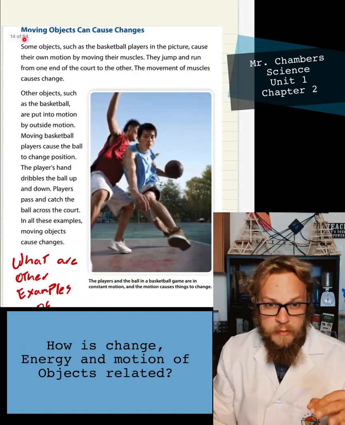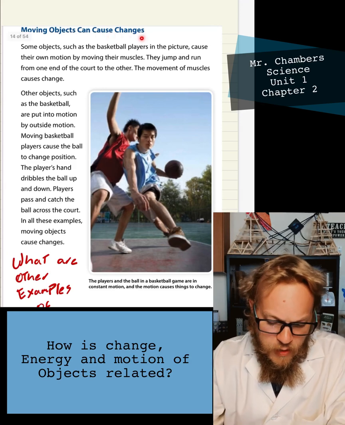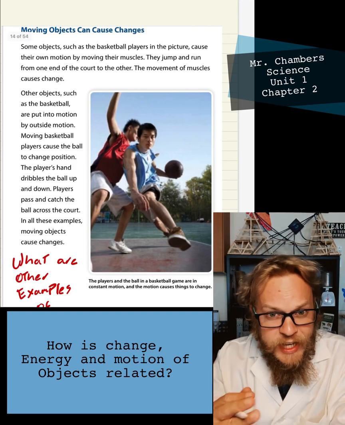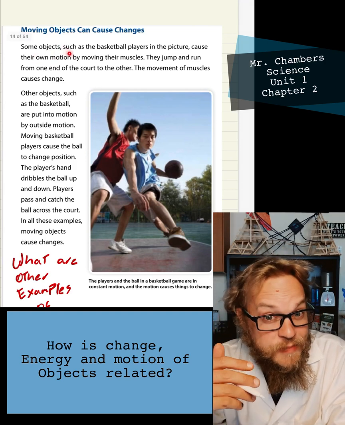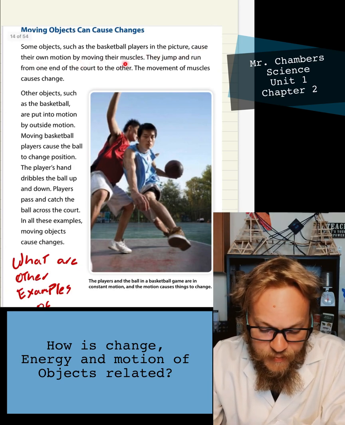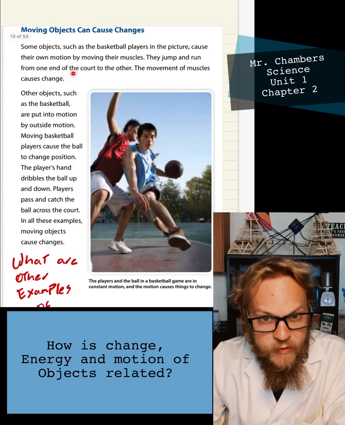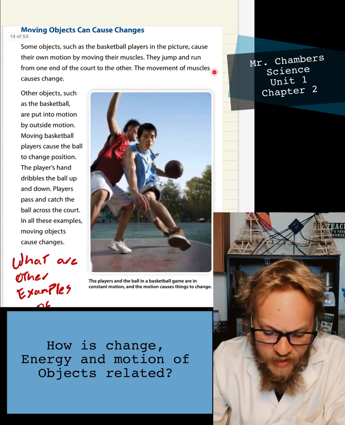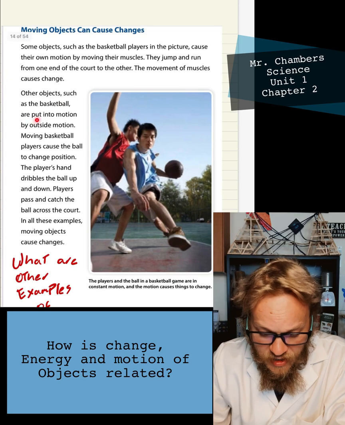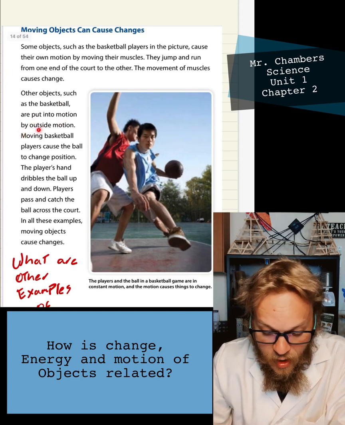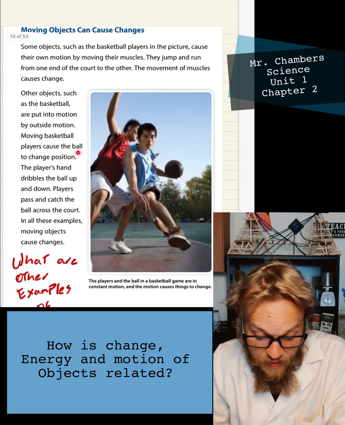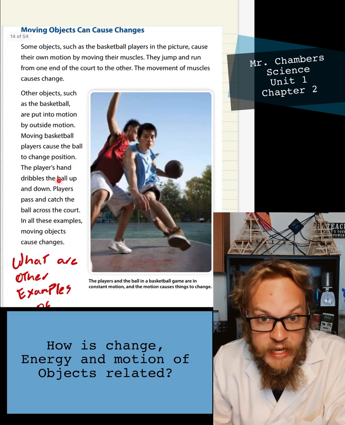Okay? Moving on to our next page here. Moving objects can cause changes. So something that is moving or changing positions can cause a change. Okay? Some objects, such as the basketball player in the picture, cause their own motion by moving their muscles. They jump and run from one end of the court to the other. The movement of muscles causes change. Other objects, such as the basketball, are put into motion by outside motion. Okay? Moving basketball players cause the ball to change position.